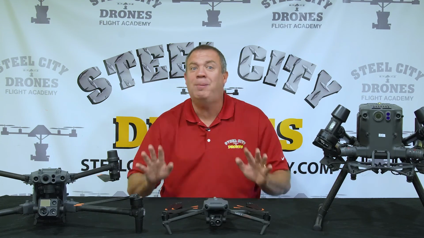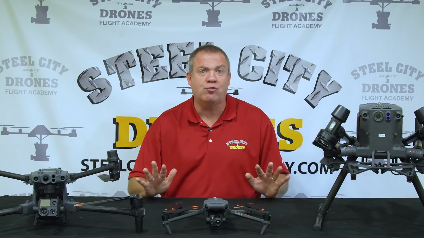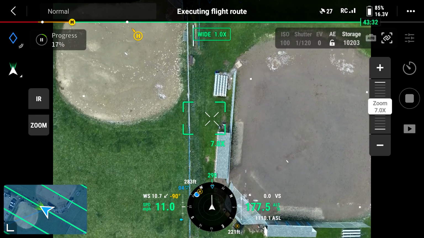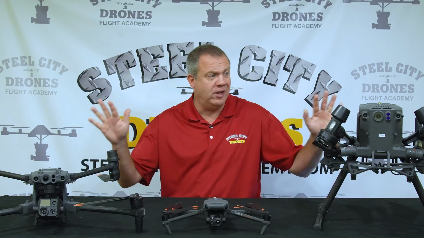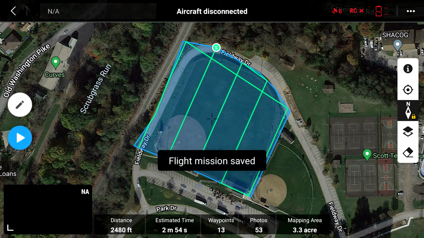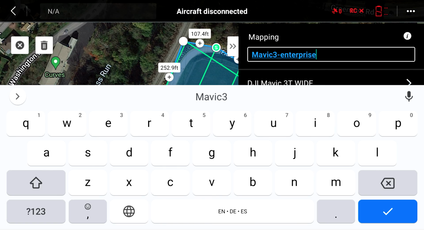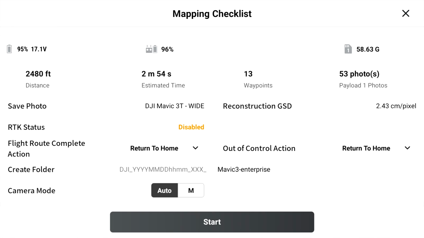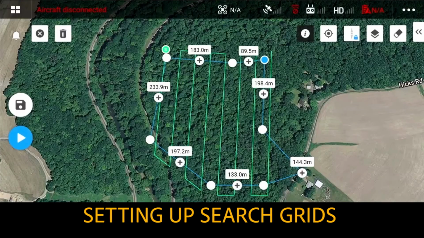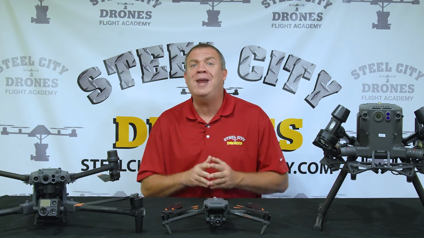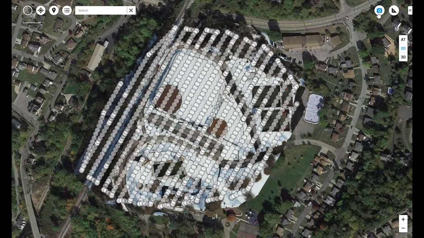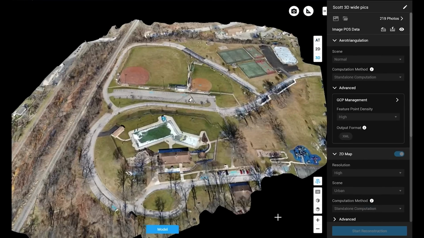But, and again, that's a big but, all of these drones can do mapping. All of these drones can do photogrammetry. All these drones can do pre-recorded flight missions that we can set up before we even go on site and fly them. Why that's important is because we can do, let's say, search grids for search and rescue, or we need to just do standardized 2D and 3D mapping. This can do that very, very well.